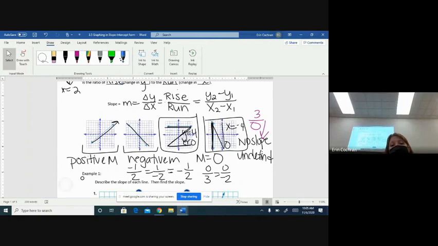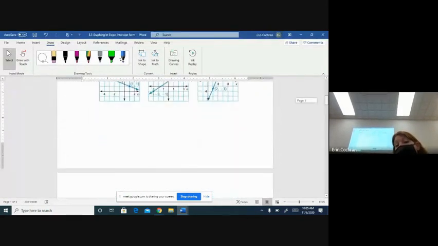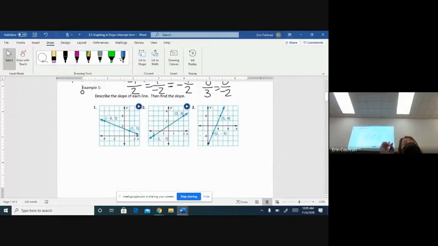All right, example 1, we're going to describe the slope. So describing the slope tells me, is it positive? Is it going to be negative? Is it 0? Or is it no slope? Then we're going to find the slope. Now, the nice thing from a graph is you can just count the rise over run only if your tallies are going by ones, okay? If you're not going by ones, we will always use the formula, okay?